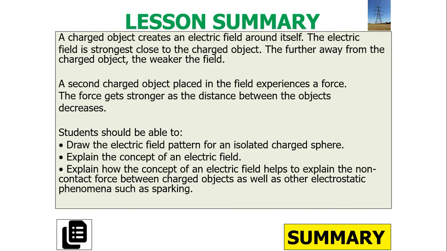So let's see what we've learned. So a charged object creates an electrical field around itself. The electric field is strongest closest to the charged object. The further away from the charged object, the weaker the field. A second charged object placed in the field experiences a force. The field gets stronger as the distance between the objects decreases. And you should be able to draw the electrical field pattern for an isolated charged sphere, either positive or negative, explain what the concept of an electrical field is, and explain how the concept of an electrical field helps explain the non-contact force between charged objects, as well as other electrostatic phenomena such as sparking.